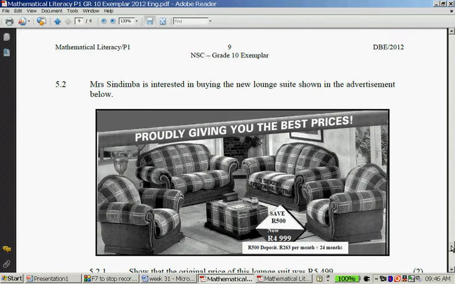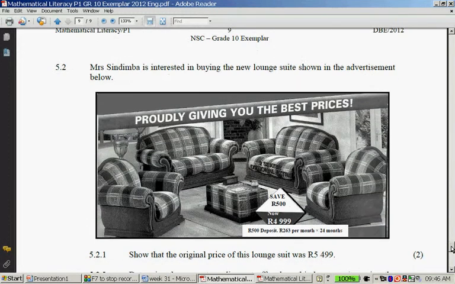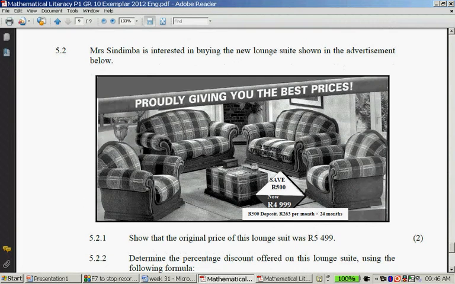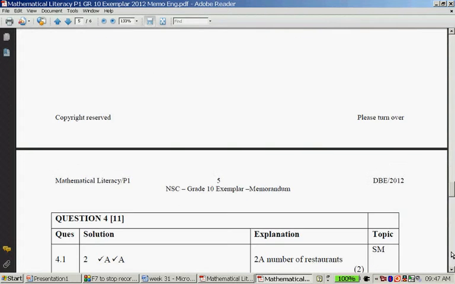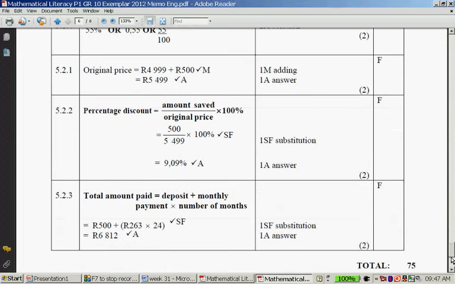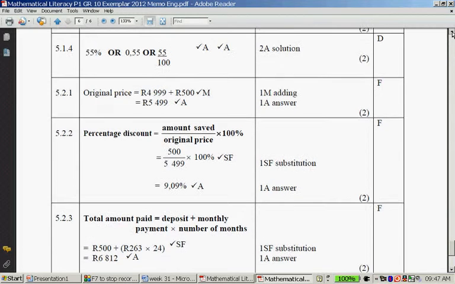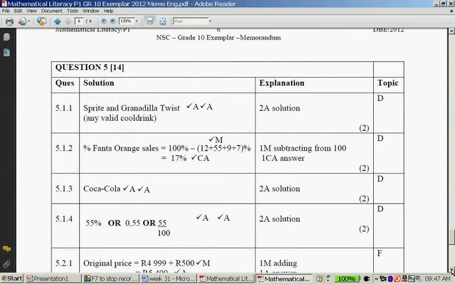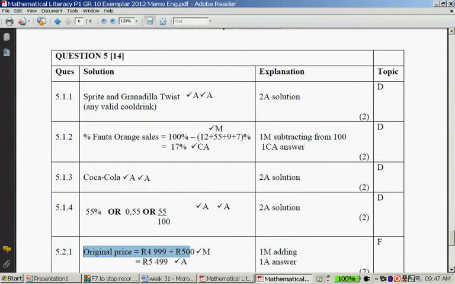Mrs. Sindimba is interested in buying the new lounge suite shown in this advertisement. Show that the original price of this lounge suite was 5,499 rand. Now, it says save 500 rand. Do you see that? If you take the 4,999 and you add 500, you get 5,499 rand. Let's look at what the memo says. Same thing, 4,999 plus 500.